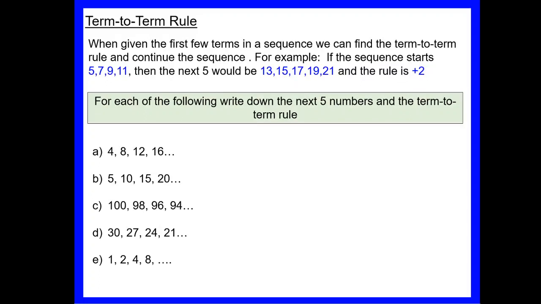and then we're going to write down what the rule is at the end. So again, pause the video, have a go with those. Make sure you write down the first 4, continue the next 5 and write down the rule that you've used to continue that sequence. Pause the video, have a go now.